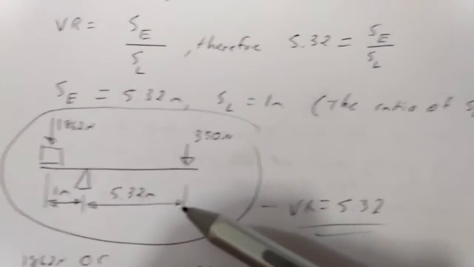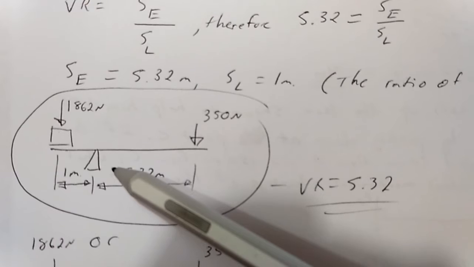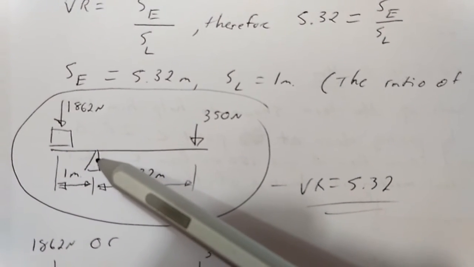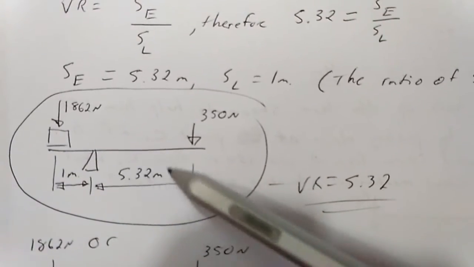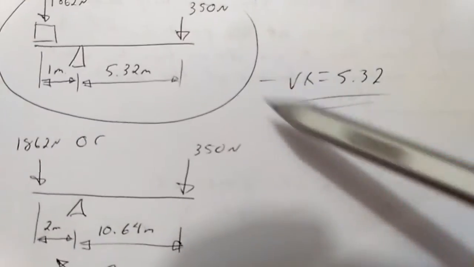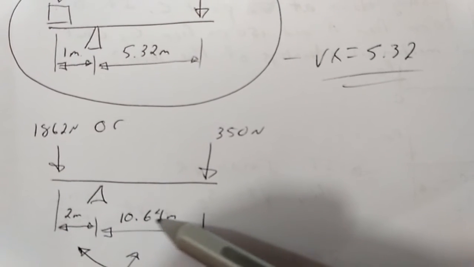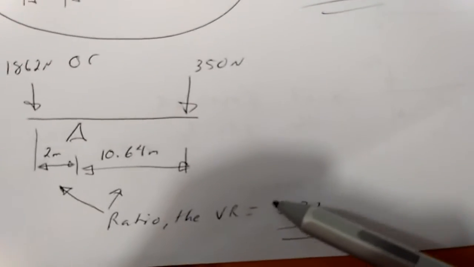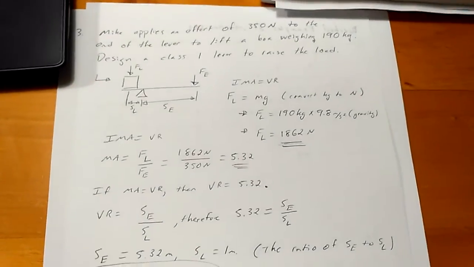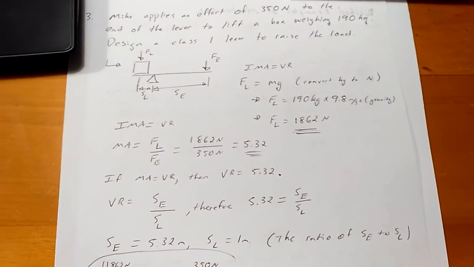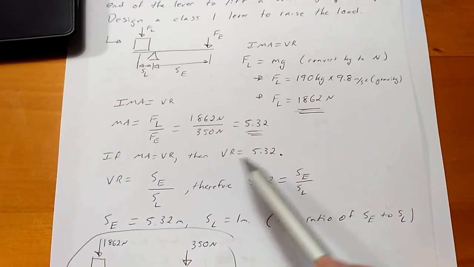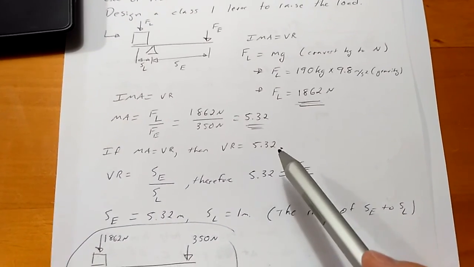So let's have a look at an example. As a simple one, if I put my effort 5.32 meters away from the fulcrum, then my load must be 1 meter away because it's 5.32 times more than that. I could also make the lever like this, 10.64 meters away, and then the load is 2 meters away. So if you divide the two, it's also equal to 5.32. So I hope that gives you a rough idea of ideal mechanical advantage. That is, when mechanical advantage is equal to the velocity ratio. That's when there's no friction involved. So therefore the efficiency is 100%.